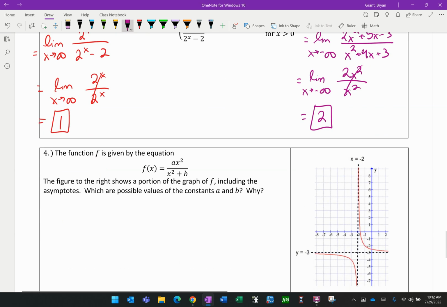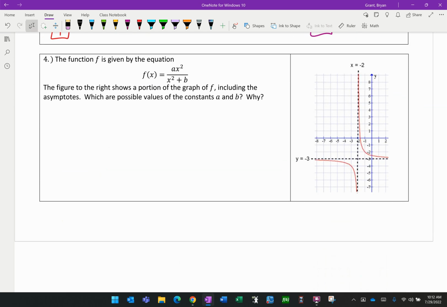All right, last problem for the day. The function f is given by the equation f of x equals ax² over x² plus b. So this is a rational function, 2 different polynomials, parabola, parabola. The figure to the right shows a portion of the graph of f, including the asymptotes. Right? We can see our asymptotes here. We have a vertical asymptote at x equals -2. We have a horizontal asymptote at y equals -3.